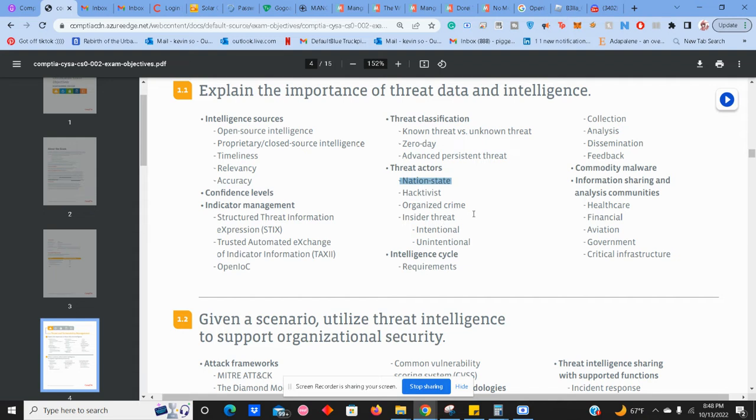In the intelligence life cycle, this is the most important thing you need to remember. Number one is requirements, which is about the direction where you want to go. So let's say we want to gather information about APT29. We want to know how they gained their initial access. That's a requirement.